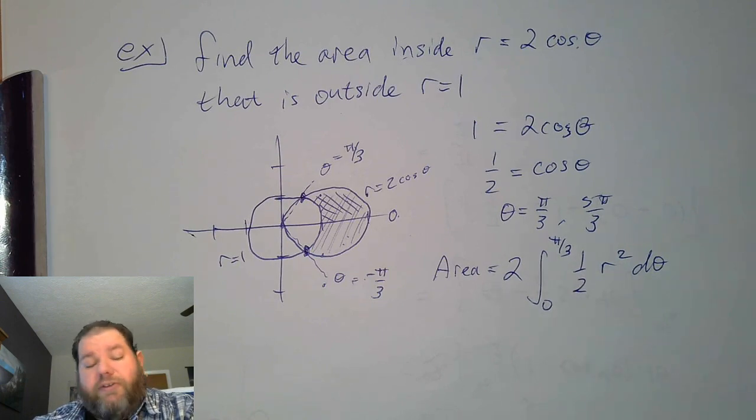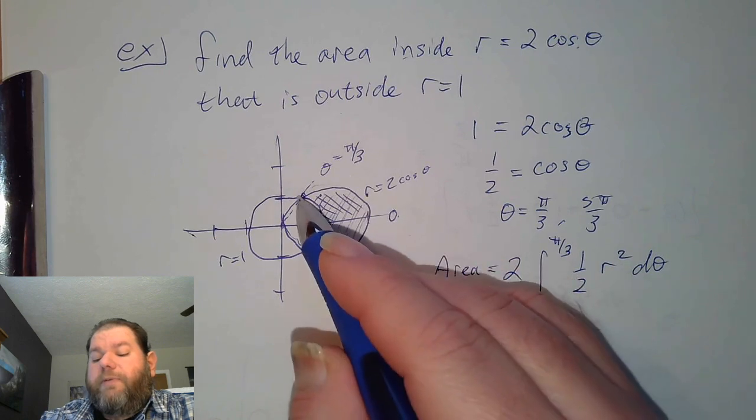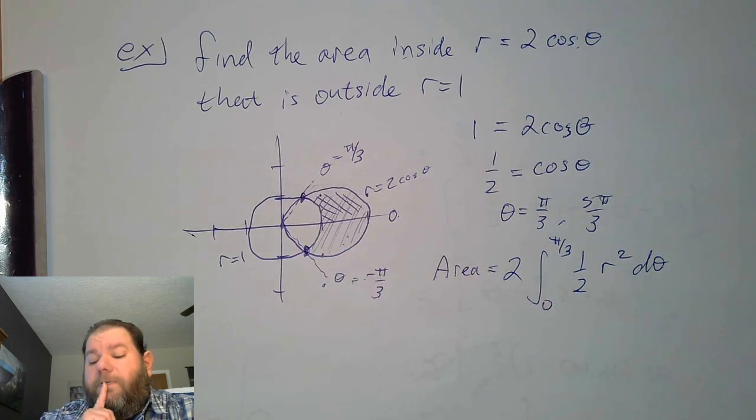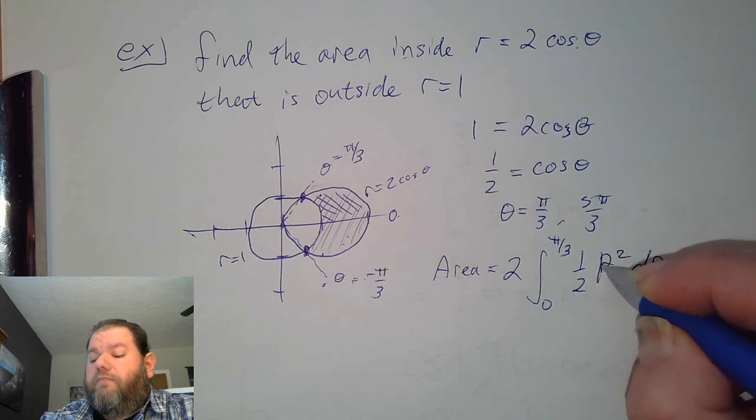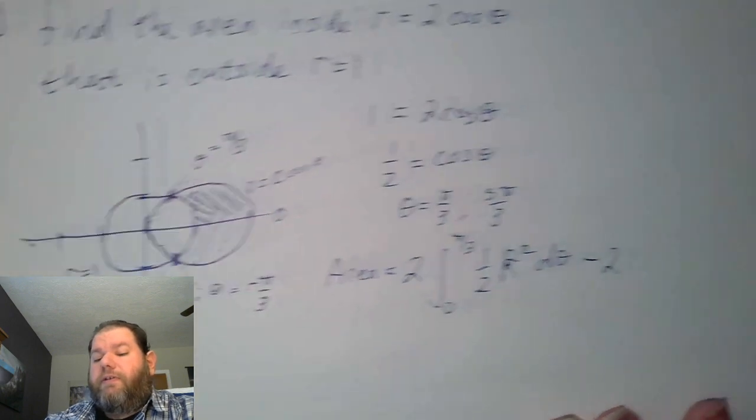Now, here's the other issue that we run into in this example, is that we want the area inside one curve but outside the other curve. So we're actually going to have to get two different radius functions.